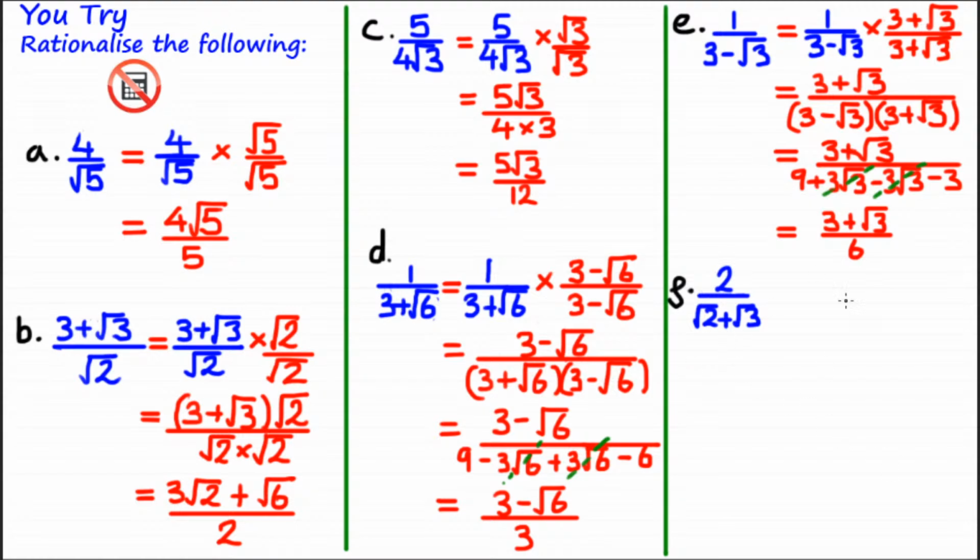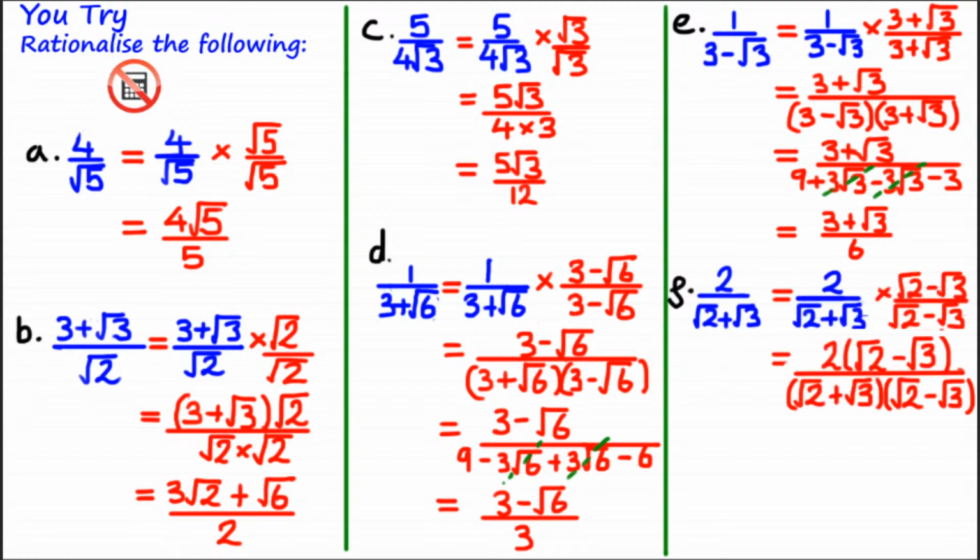Okay, so 2 divided by the square root of 2 plus the square root of 3. In order to rationalize this term, we need to multiply again by the conjugate. The conjugate of the square root of 2 plus the square root of 3 is the square root of 2 minus the square root of 3. So multiplying numerator and denominator by the conjugate, we get this term here.